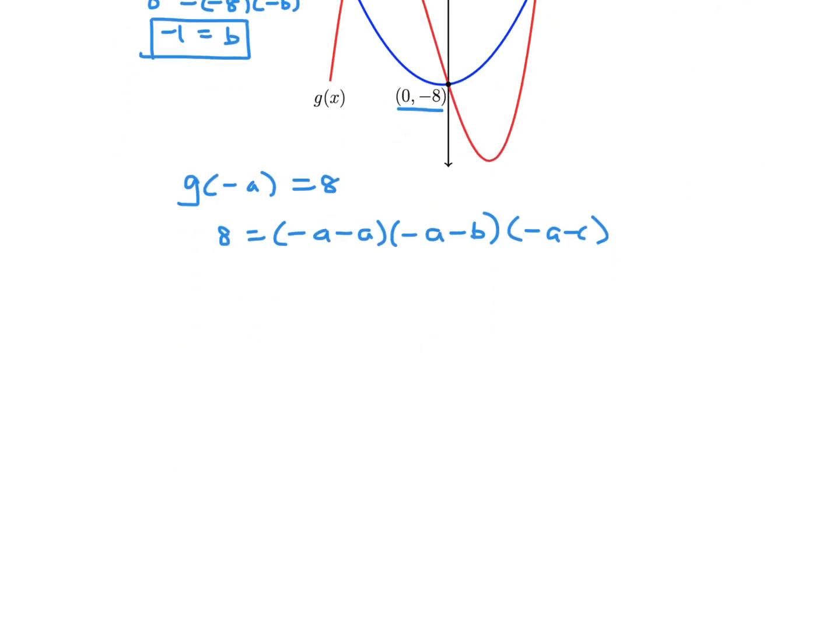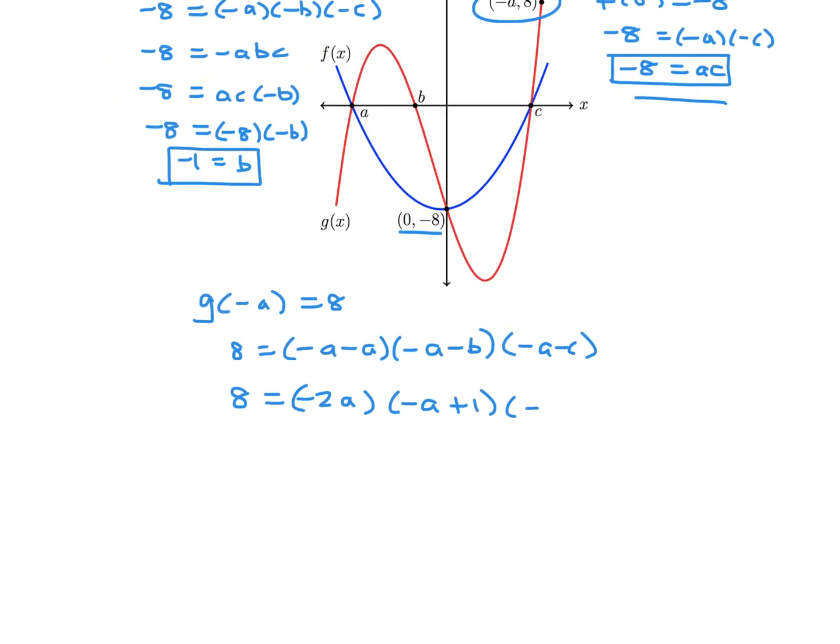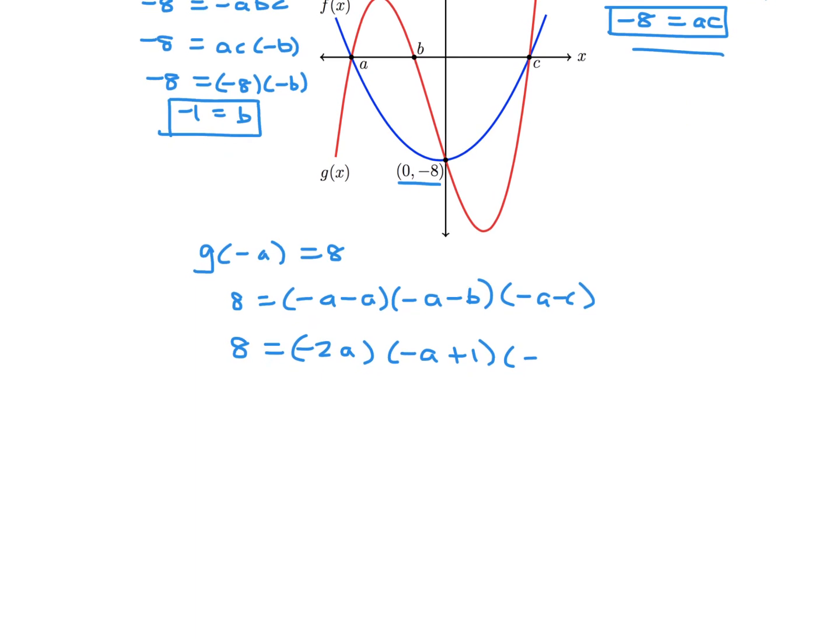Okay. All right, so this is 8 is equal to minus 2a times minus a, but b is negative 1, so that's going to be plus 1 there. And then c, we got, oh no, we only have AC. We don't have the individual values. Okay. Not a problem. We'll try to figure this out. So this is what we have. Okay, so what do I do here?